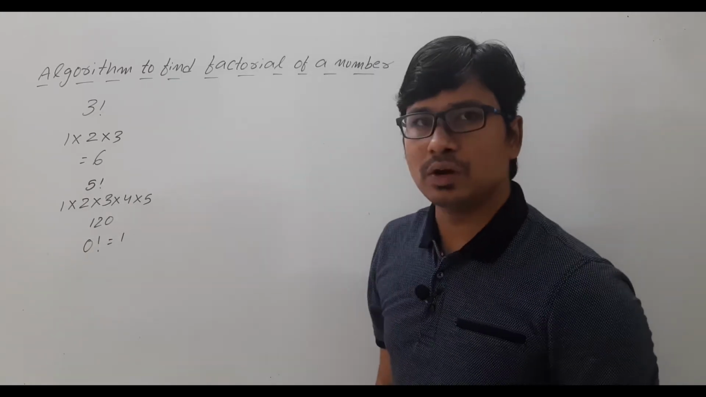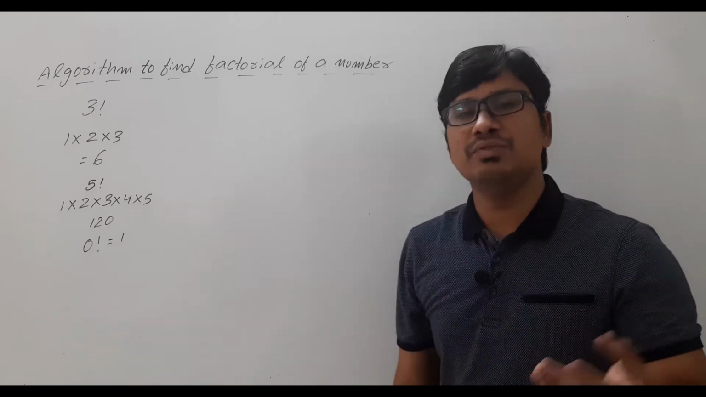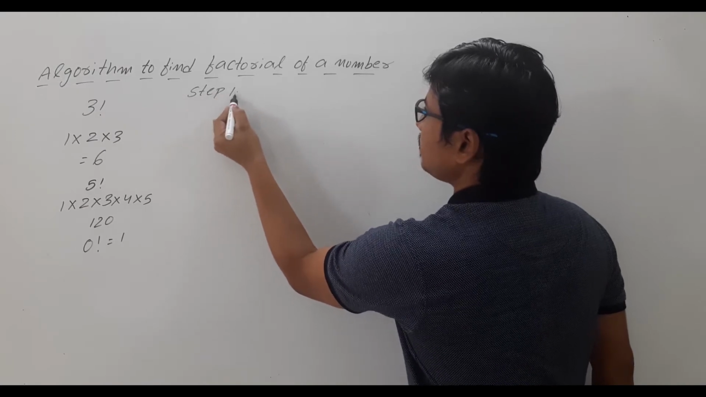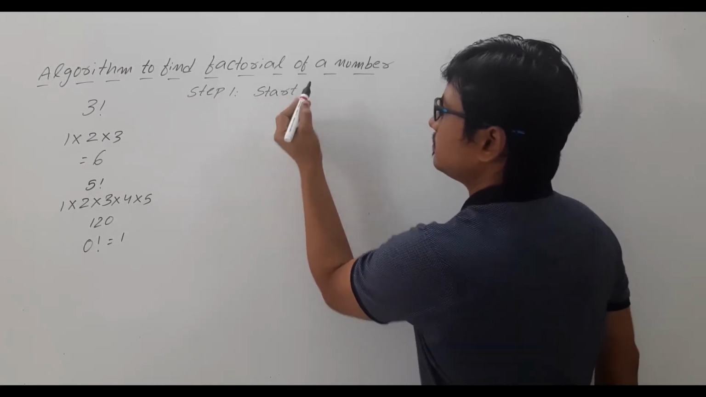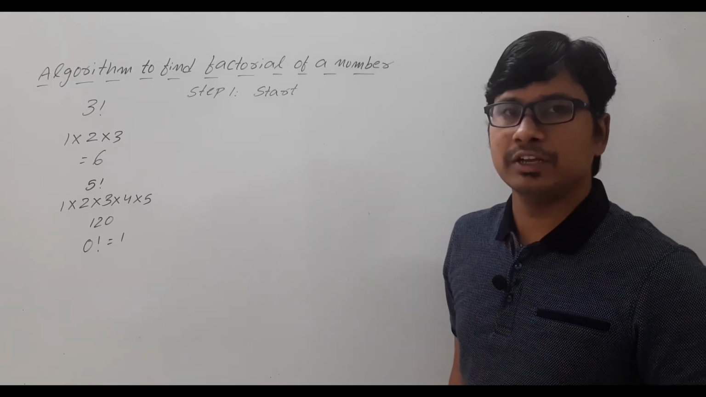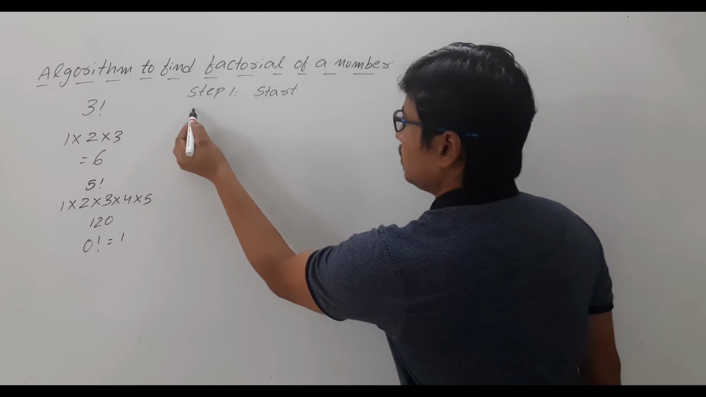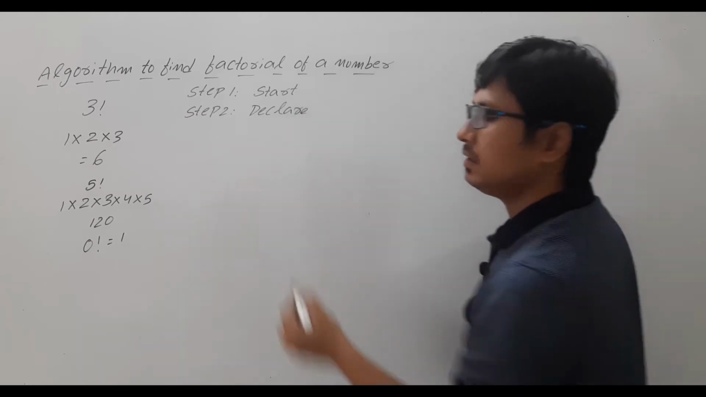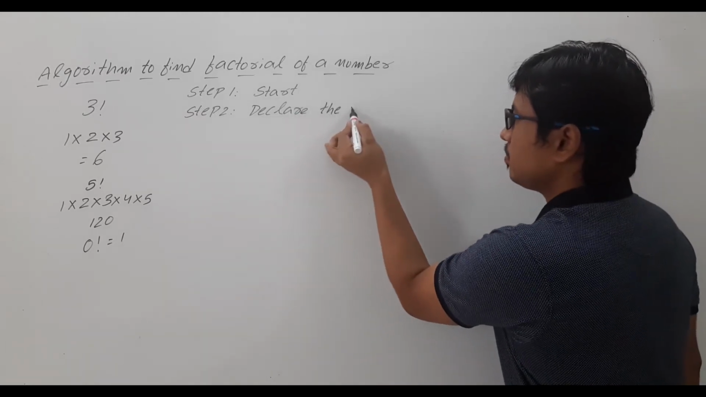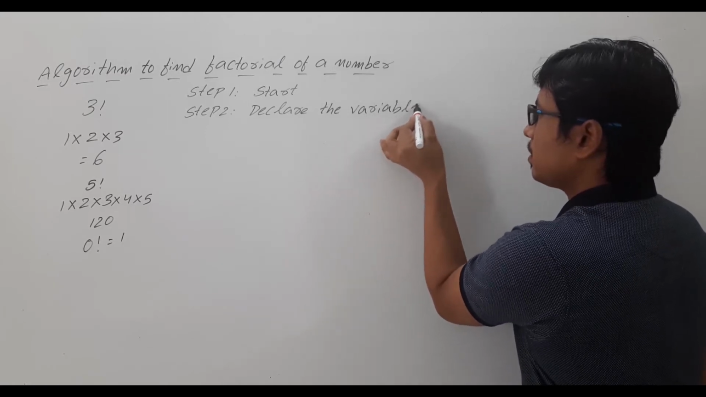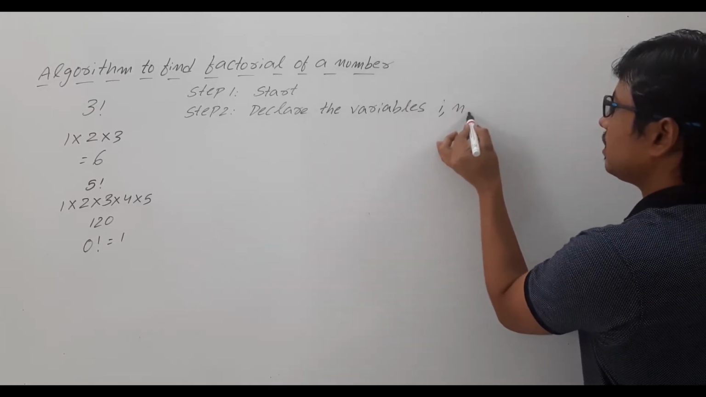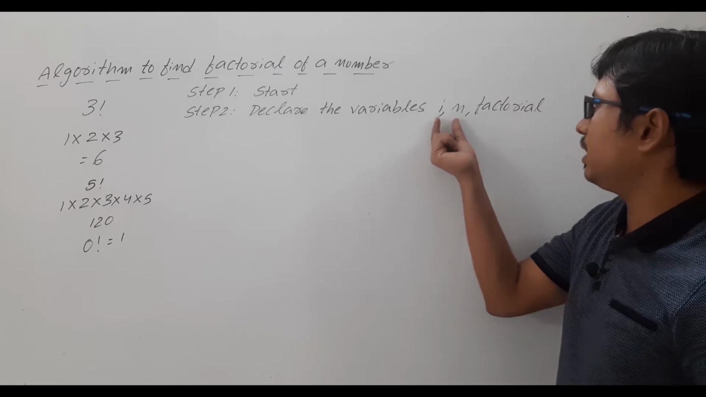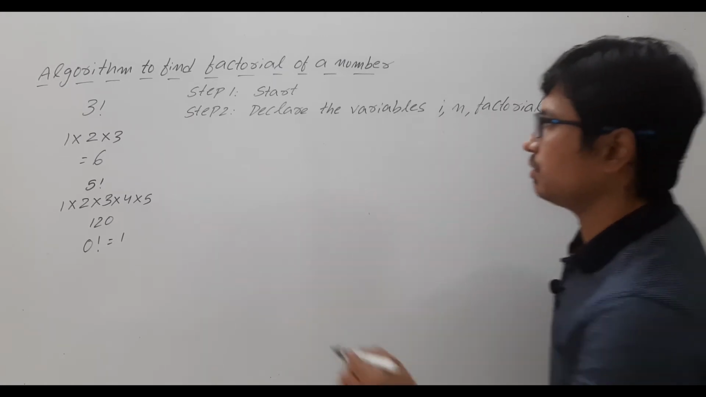So once you know how to compute the factorial of a number, it is very easy to write the algorithm. How to write the algorithm? Step 1: Start. Step 2: You need to declare the variables which you will use in the algorithm. What are the variables I will use? Declare the variables I, n, factorial. So I have declared them: I, n, factorial.